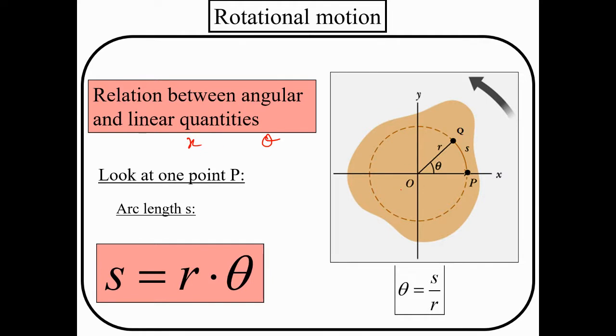If you just see this diagram, I have an object. Initially, the object is at location P, and after some time, the object comes to position Q. So what is the distance traveled from point P to Q? The object is traveling a distance with respect to some angle theta.